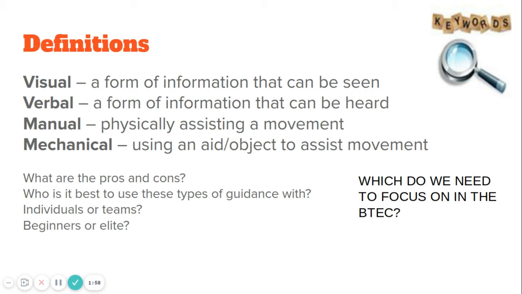So for us, visual, a form of information that can be seen. Verbal, a form of information that can be heard. Manual, physically assisting a movement. Mechanical, using an aid or an object to assist movement.